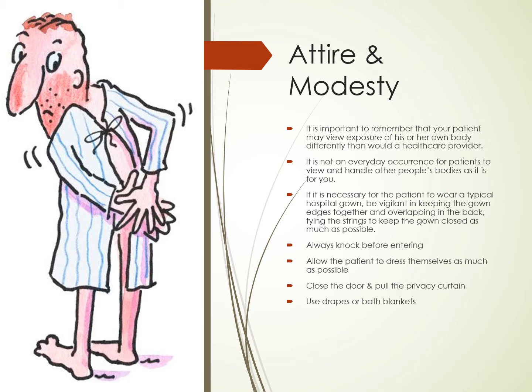Allow them to wear their own pajamas when they can. You could allow them to wear a hospital gown on backwards so it keeps their backside covered. Always knock before entering. Allow the patient some independence to dress themselves as much as possible. Close the door or pull the privacy curtain, and use drapes and bath blankets. Only uncover the section of the body you are assessing or working with at that time.